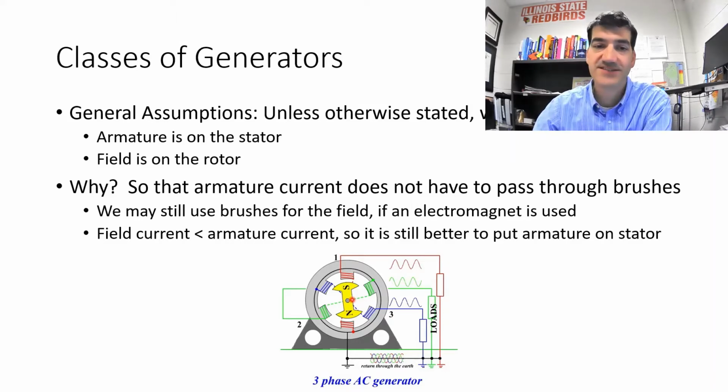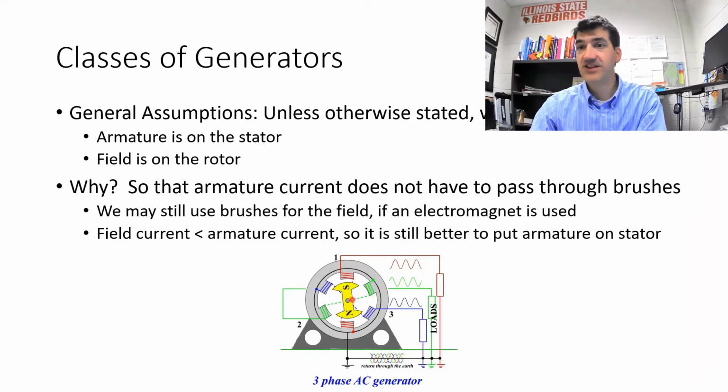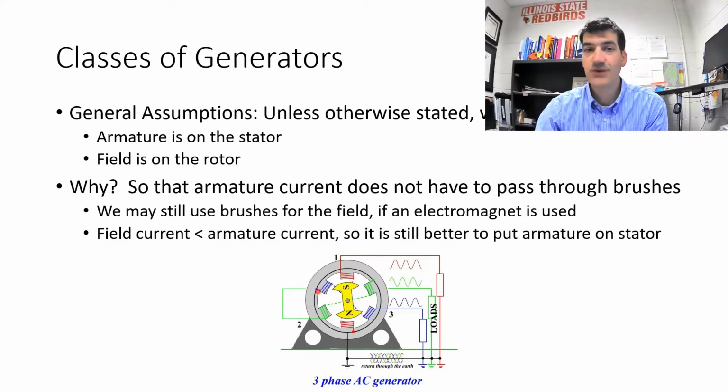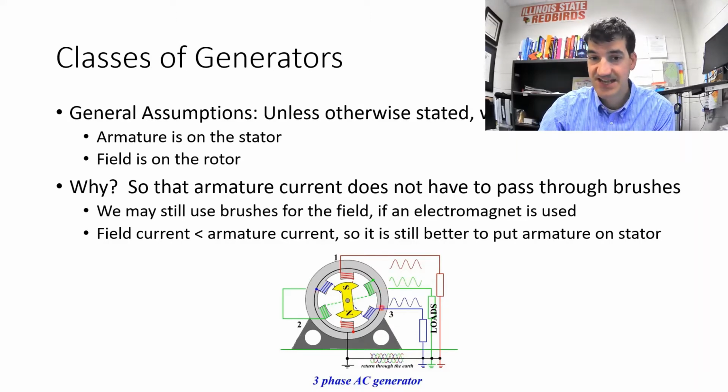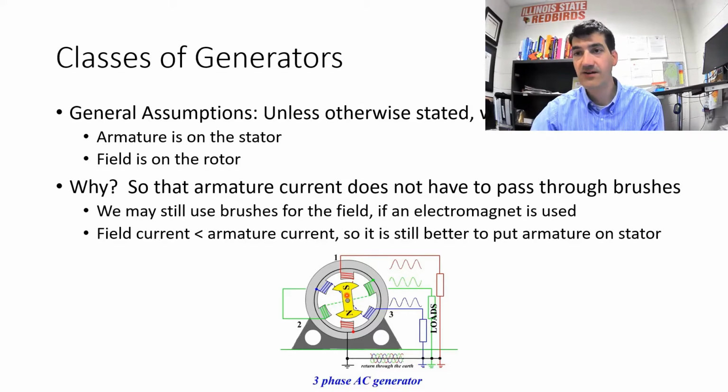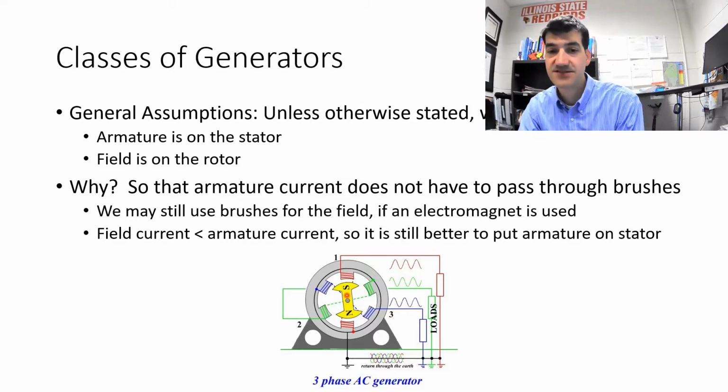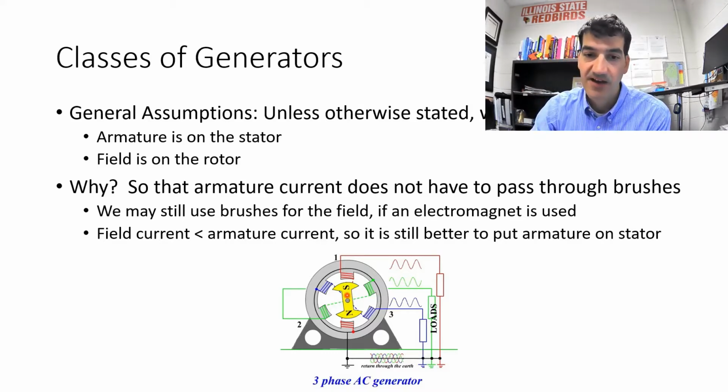All right, so that's why I say, unless we say differently, generally speaking, we like to put the armature on the stator like this, and we like to put the magnetic field on the rotor. And that magnetic field could be a permanent magnet like this, or it could be an electromagnet with a coil of wire around a steel bar or something for the magnetic field on the rotor.